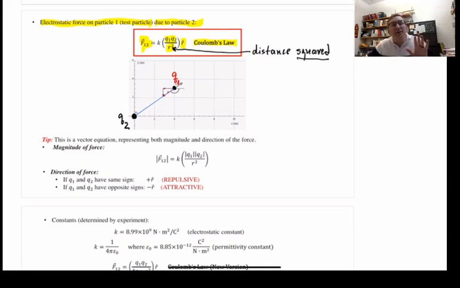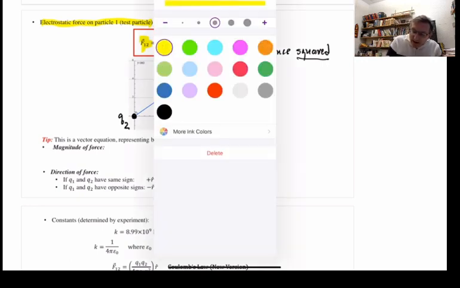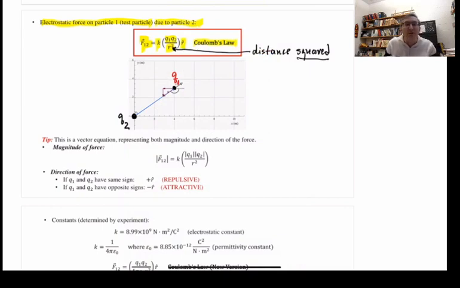Remember, the direction is going to be along the line connecting the particles, and either repulsive or attractive, depending upon whether they have like charge or opposite types of charge. And then there is just a proportionality constant right there, denoted right now with the symbol K. K just stands for a constant. Okay? You can think of that as a proportionality constant. That K, and I'll give you the value of it. It's a constant in a moment.